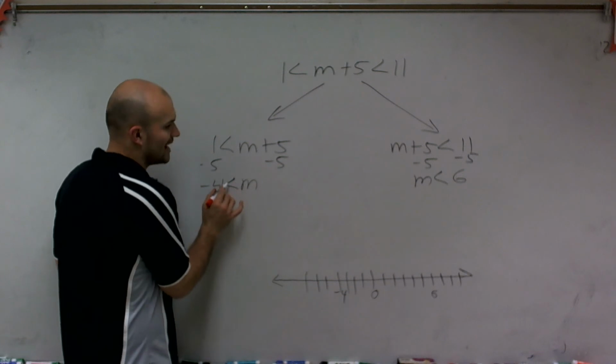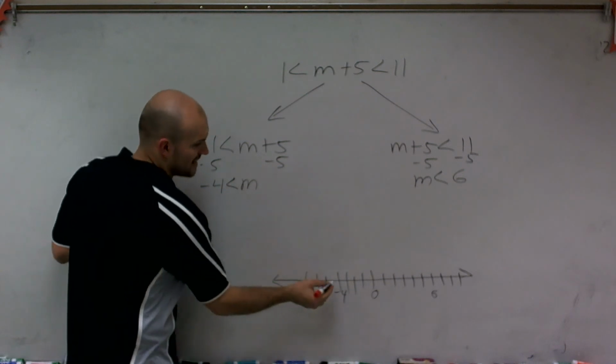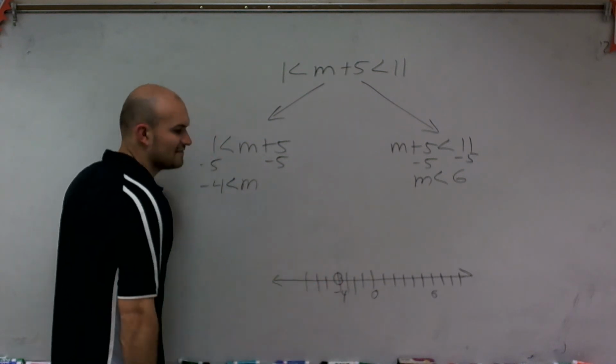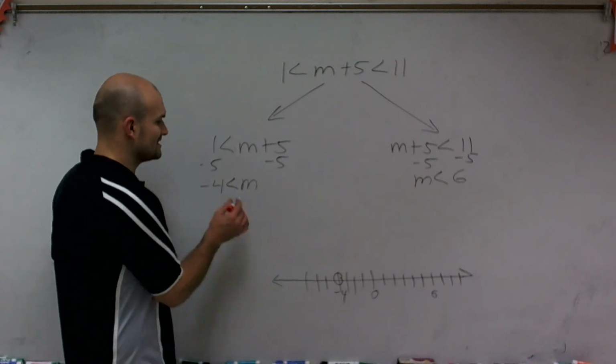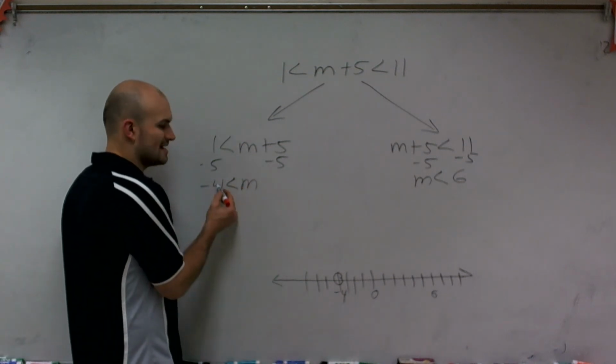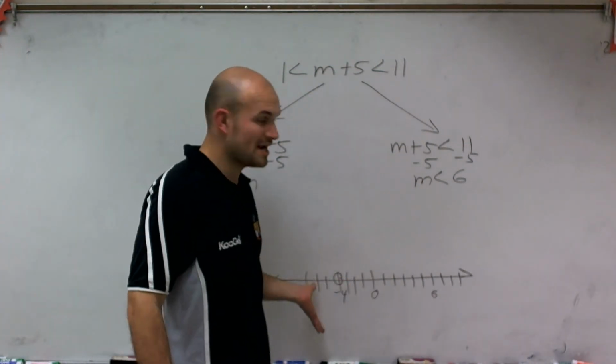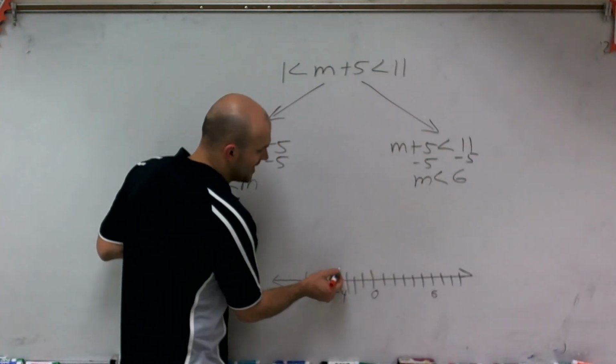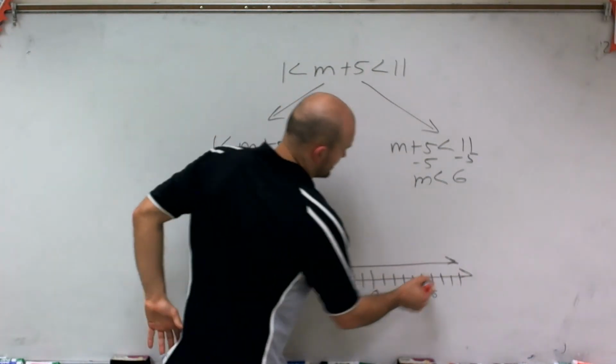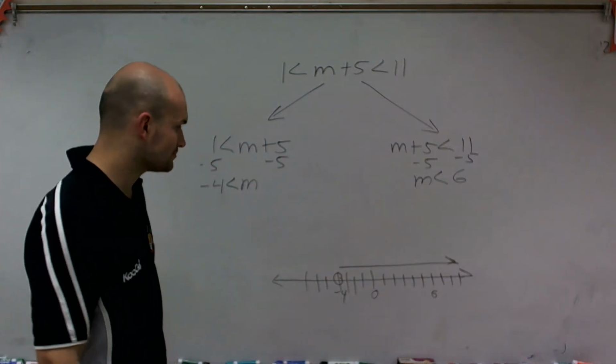First of all, I look at my inequality sign, and since it's less than, not less than or equal to, I'm going to have an open circle. Then it says all values that are greater than negative 4. When we look at our number line, we ask where the numbers greater than negative 4 are. Well, that's all values going in the positive direction.